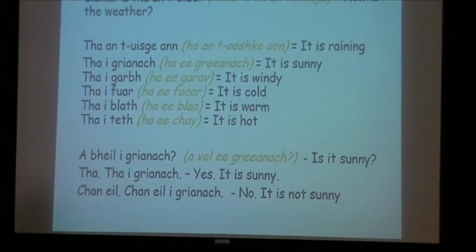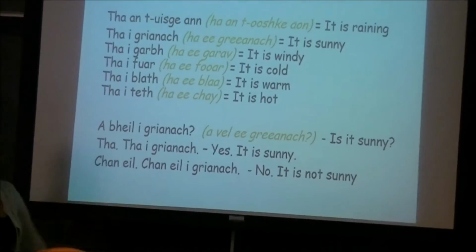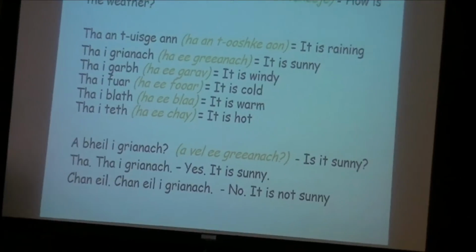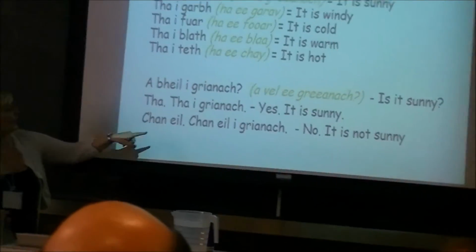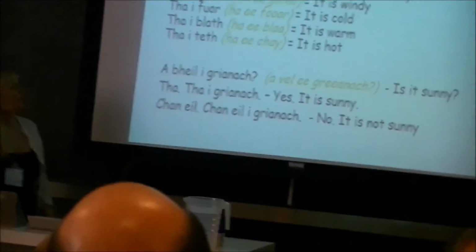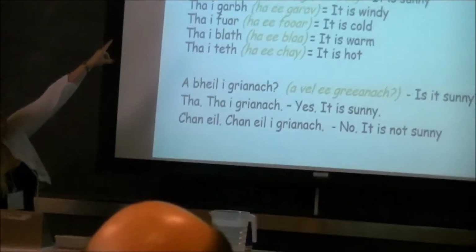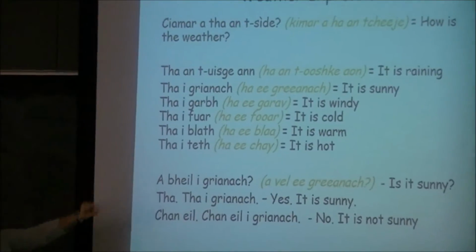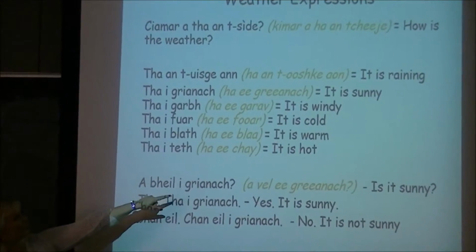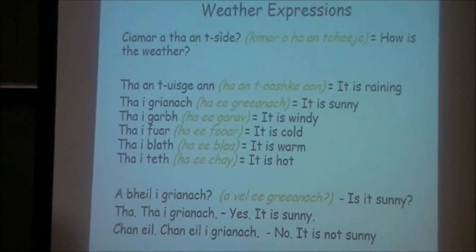And if it's not sunny, ha nil, which is no, ha nil i grianach. Literally, it isn't sunny, because there isn't a direct word for no. So you can have a little bit of practice with Kiamara ha and chija. Ask a person next to you, make something up, or ask this question, is it sunny or is it warm, and then work out the answers for a couple of minutes.